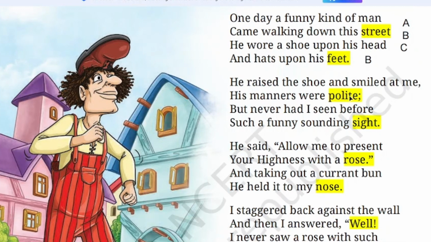Similarly, see the second, me. A, I will write polite. Me and polite is different. So B, before, different from that. So C, sight. Polite, sight. These are rhyming words. So this will be B. This also will be B. So the rhyme scheme of this poem is A, B, C, B.